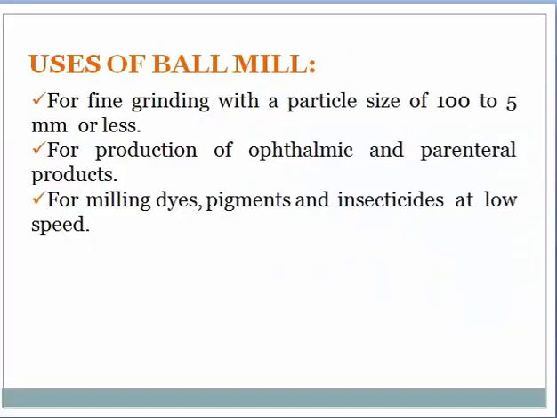Now, what is the use of ball mill? For fine grinding with a particle size of 100 to 5 micron or less, it can be useful for production of ophthalmic and parenteral products. It may be used for milling dyes, pigments and insecticides. At low speeds it can be useful in case of ball mill. Why for parenteral and ophthalmic products? Because it takes place in a closed container.